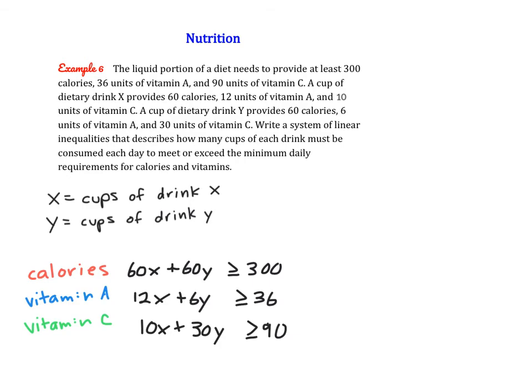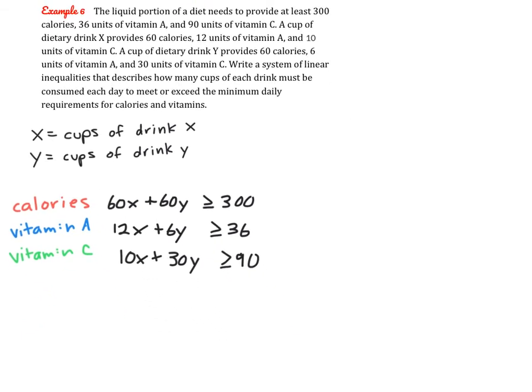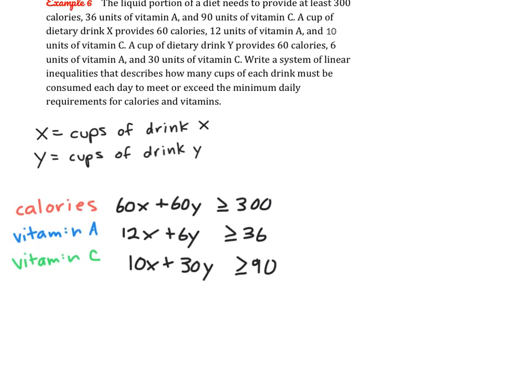So these are 3 of the inequalities, but then we also have to remember that this is a real life problem and we're trying to figure out how much of drink X and Y to drink. So we can't drink negative cups of either of them. So we know that X must be greater than or equal to 0 and Y must be greater than or equal to 0. So this is actually the set of the system of linear inequalities.